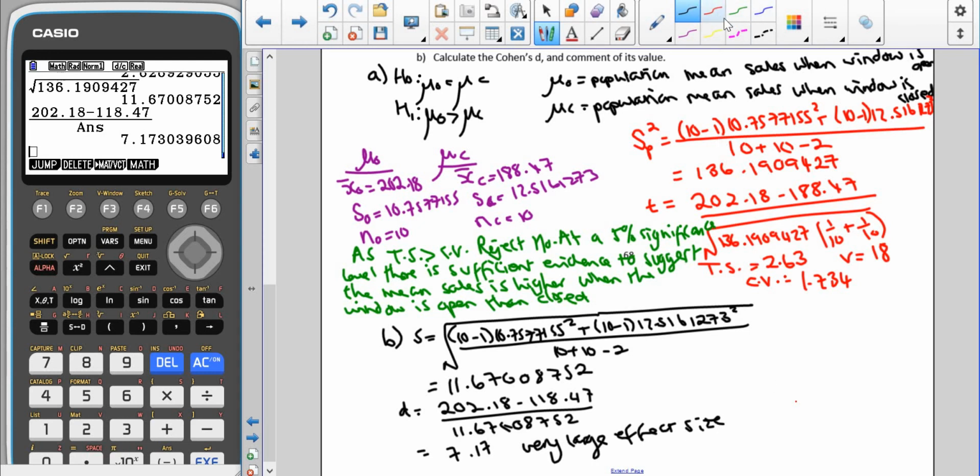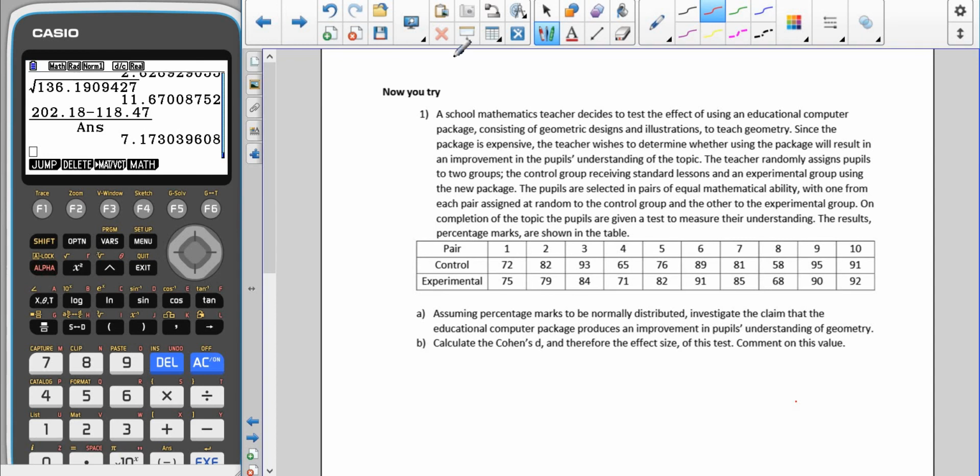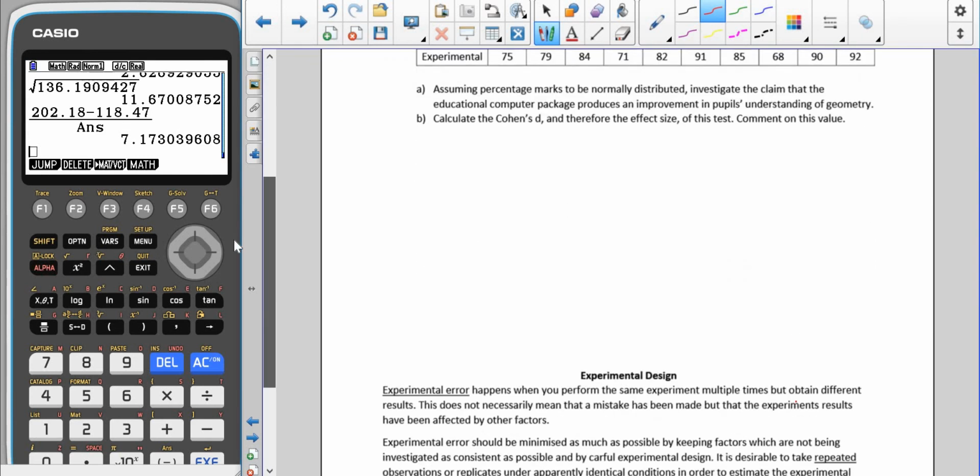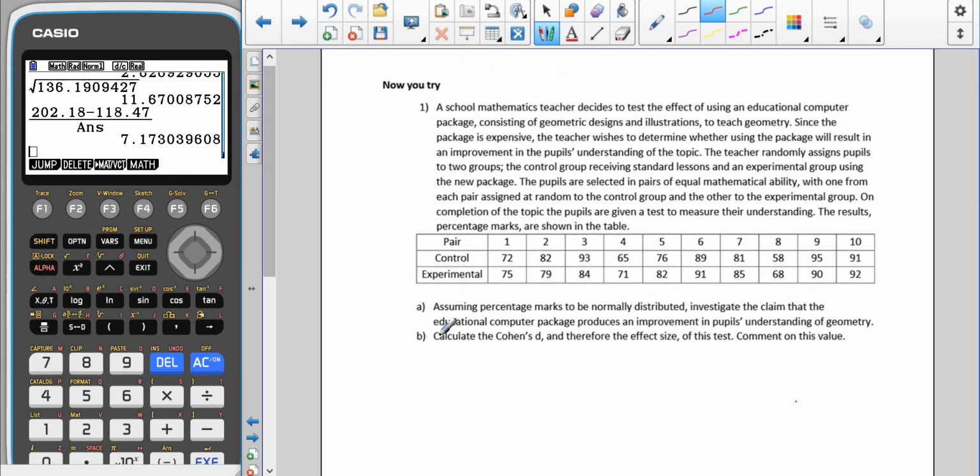But again, this is going to be inflated due to the small sample size. So remember, it needs to be more than 50 for you to be able to say that it was a large sample size. Now, I'd like you to try the Now You Try question, answering the hypothesis test and then finding the Cohen's D.